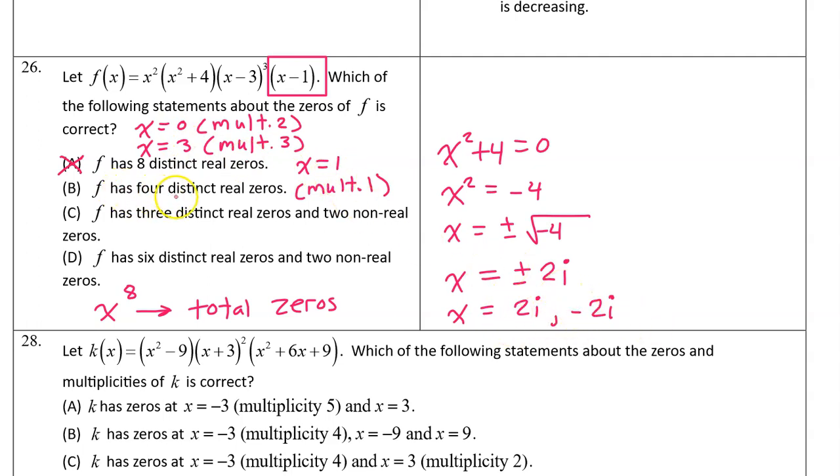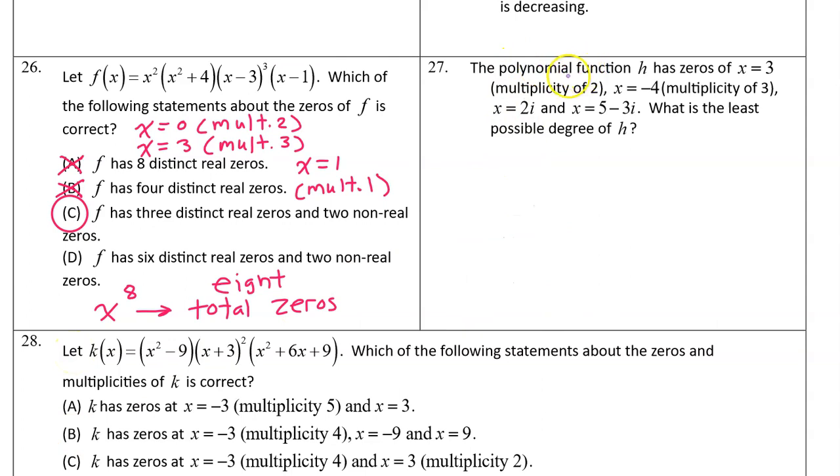So we do not have 4 distinct real zeros. There are only 3 distinct real zeros. So B is out. F has 3 distinct real zeros and 2 non-real zeros. Yep. So the answer is C.